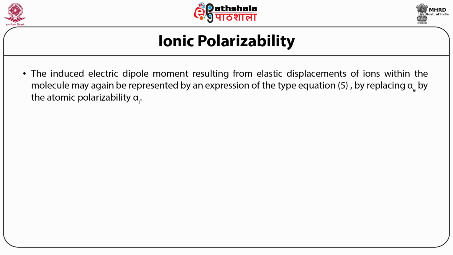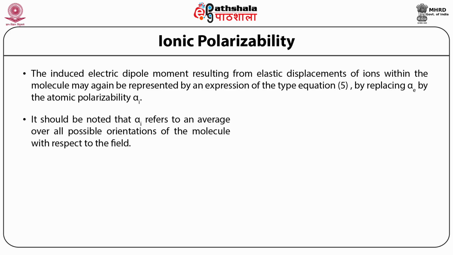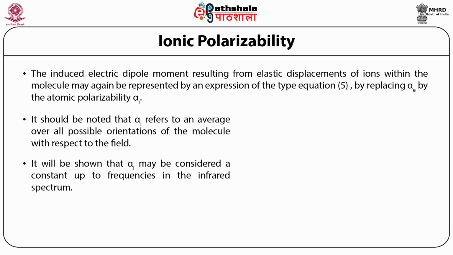The induced electric dipole moment resulting from elastic displacement of ions within the molecule may again be represented by an expression of the type of equation 5, by replacing alpha E by the atomic polarizability alpha I. It should be noted that alpha I refers to an average over all possible orientations of the molecule with respect to the field. In lecture 1, it will be shown that alpha I may be considered a constant up to frequencies in the infrared spectrum. For most molecules, alpha I is of the order of 10% of alpha E.